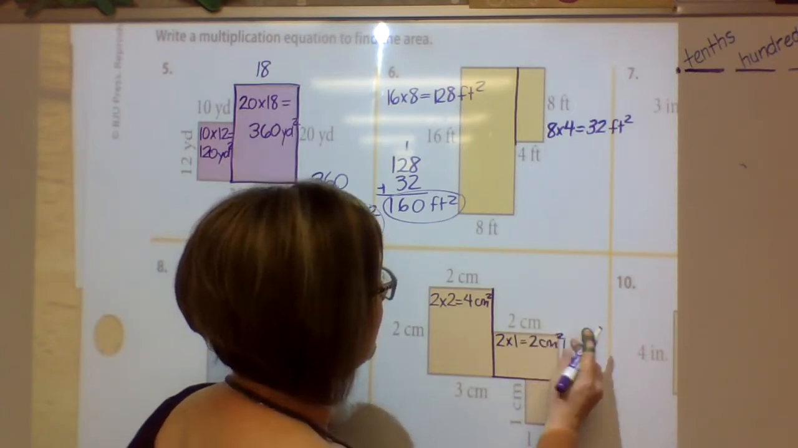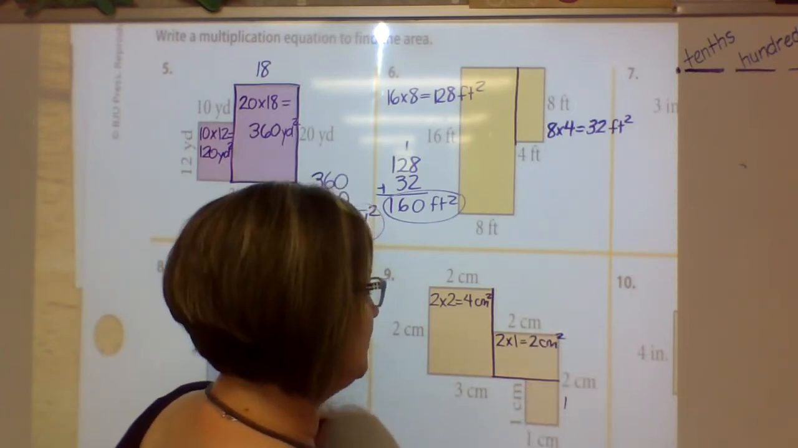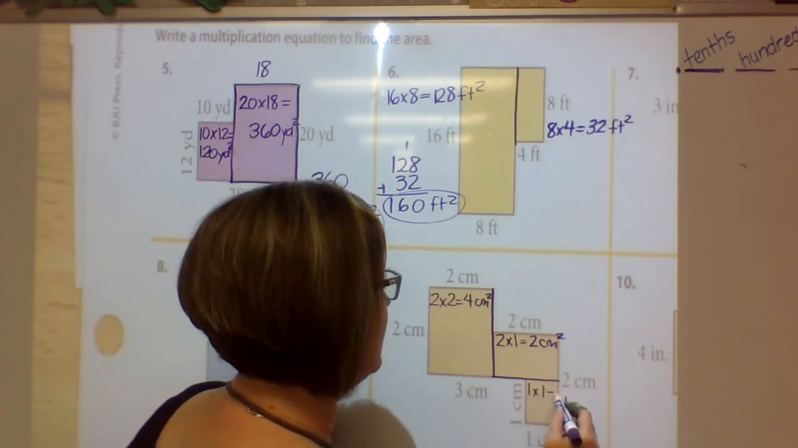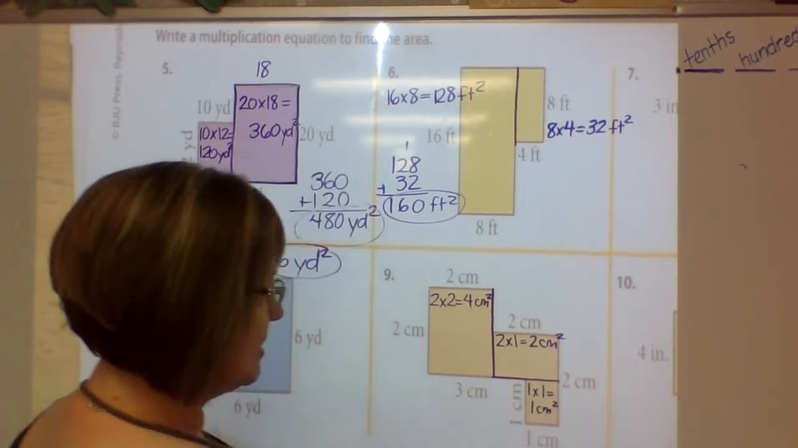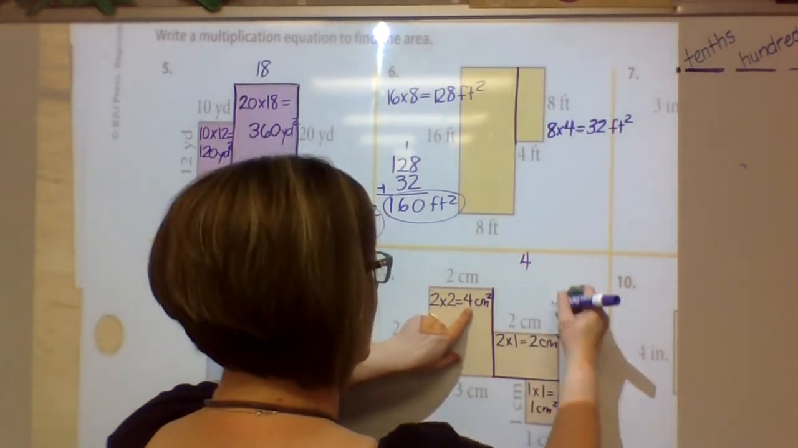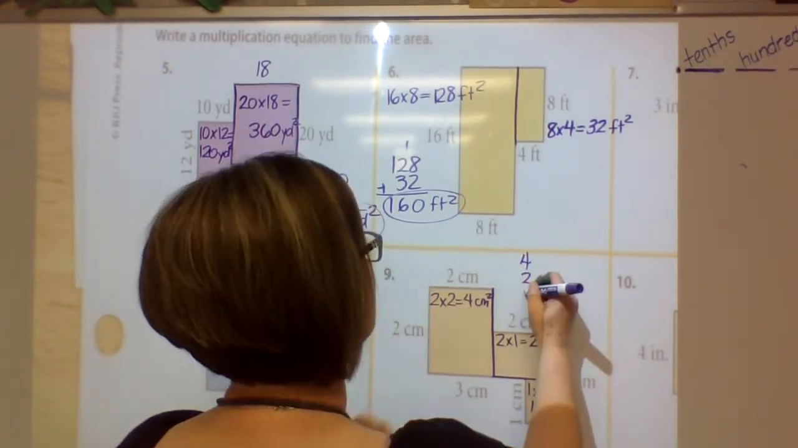Wow, this is so hard. And down here, it's 1 by 1. 1 times 1 equals 1 centimeter squared. Now we have to add them all up. So 4 plus 2 plus 1.